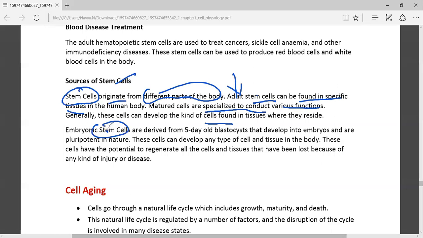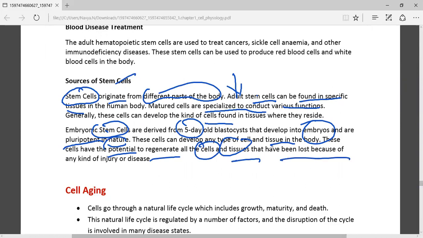Embryonic stem cells are derived from the 5-day-old blastocyst. They develop into the embryo and are pluripotent in nature. These cells can develop into any type of cell and tissue in the body. They have the potential to regenerate all the cells and tissues that have been lost because of any kind of injury, and also cell aging.